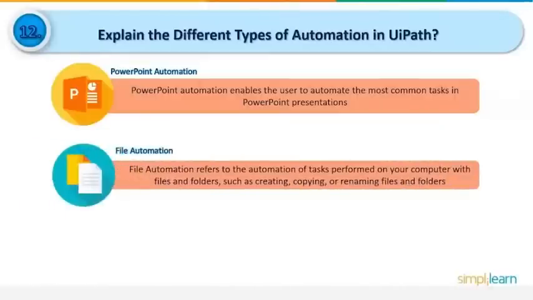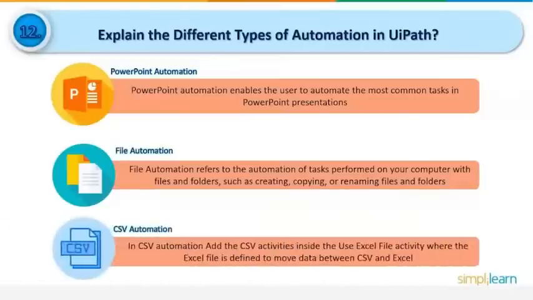File automation. It refers to the automation of tasks performed on your computer with files and folders, such as creating, copying, or renaming files and folders. Studio X includes several activities that automate tasks that you perform with files and folders. CSV automation. In CSV automation, add the CSV activities inside the Use Excel File activity, where the Excel file is defined to move data between CSV and Excel.